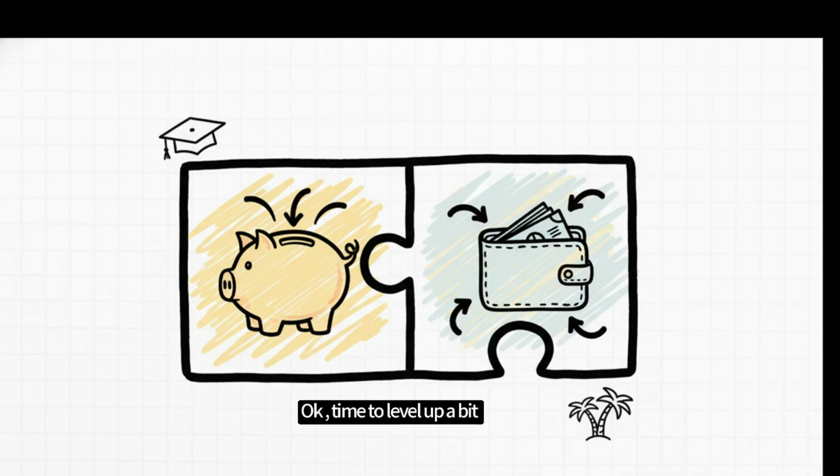Okay, time to level up a bit. Let's look at a more complex problem where you're basically linking two annuities together. This is a classic exam question, but it's also how people really plan for huge life goals like retirement or sending a kid to college.